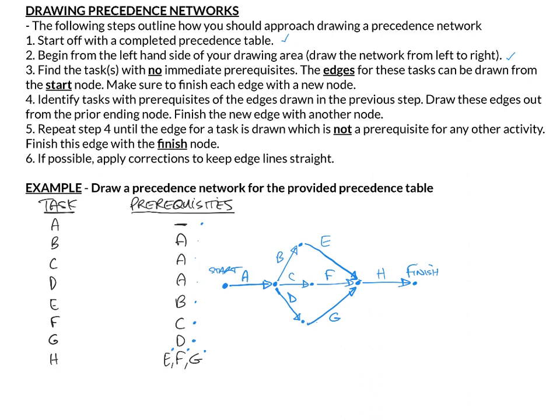And then H occurs as a result of three other tasks occurring, three prerequisites, E, F, G, so they combine into the one node to allow H to occur. So that is the precedence network. We've double checked it. Hopefully that helps you out with this process, and I'll see you in the next video.